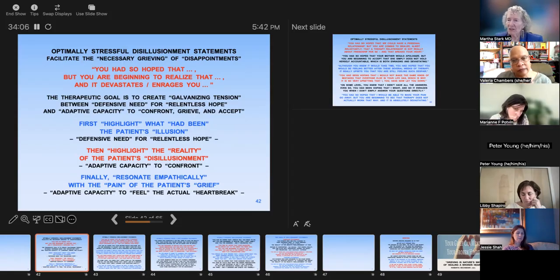Now, let me say, if the patient isn't ready for this, then they're not ready for it, and therefore you're not going to do this. And in a moment, I'm going to talk to you about grievance statements that have to do with when the patient isn't quite there yet. But if we think that the patient is beginning to sort of get it, that maybe it's not going to happen what she had been wanting.